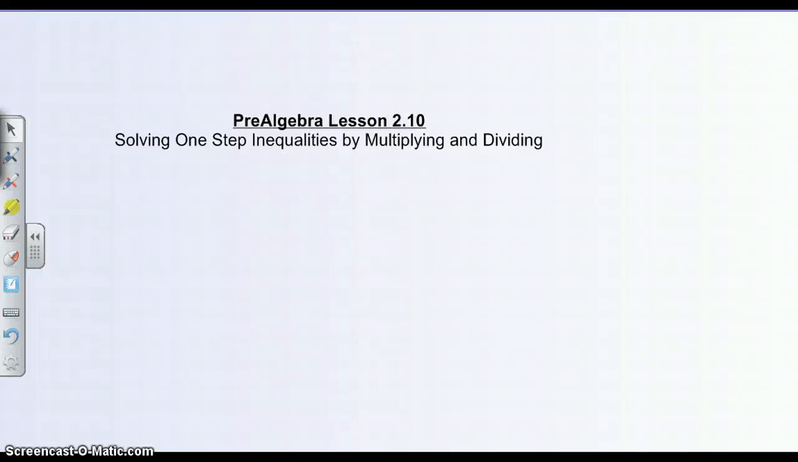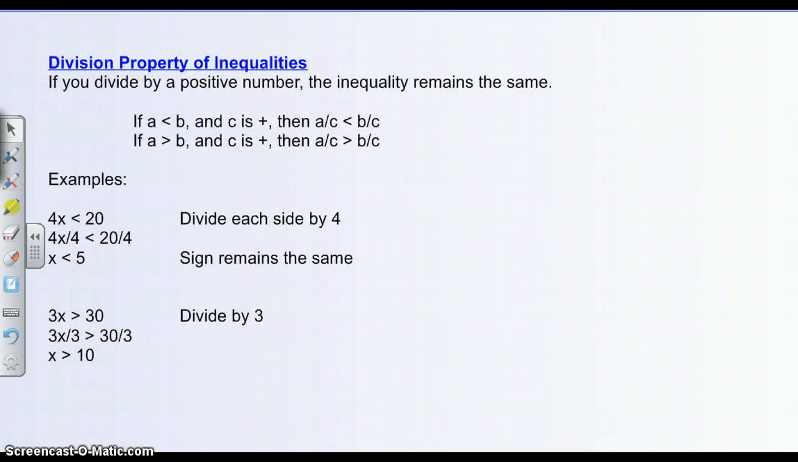This is lesson 2.10, solving one-step inequalities by multiplying and dividing. First, we're going to look at the division property of inequalities. And what this property says is if you divide by a positive number, the inequality will remain the same.